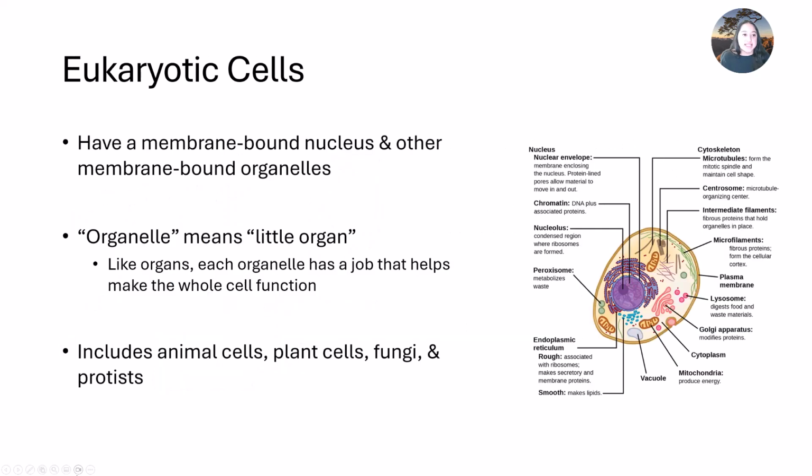Versus eukaryotic cells, they do have a membrane-bound nucleus and other membrane-bound organelles. So what does that even mean, membrane-bound organelles? There's the plasma membrane, or the cell membrane. That's a membrane, but you can also have other membranes on the inside that separate different spaces from other parts of the cell. Within that space, because it's separate, it can have its own little environment and do its own separate jobs because it's separated from the rest.